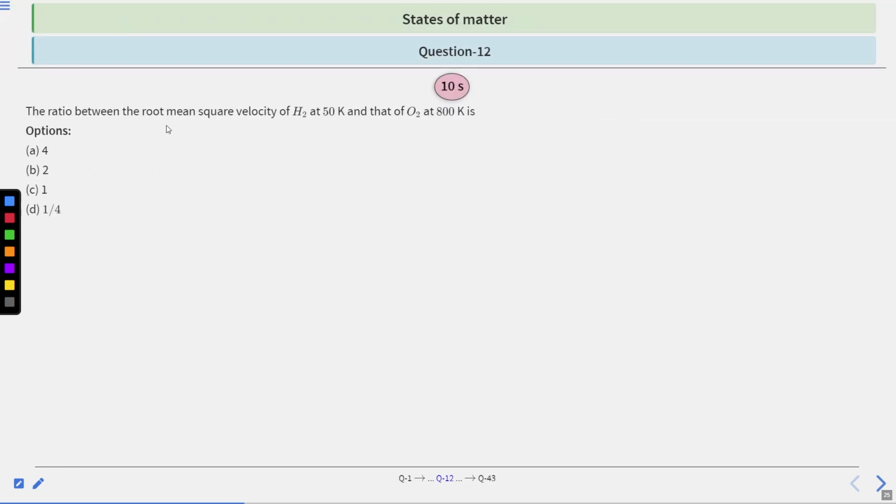The ratio between the root mean square velocity of hydrogen molecule at 50 Kelvin and that of oxygen molecule at 800 Kelvin is. Options are 4, 2, 1 or 1 by 4. You have 10 seconds to solve this question. After that, we will see the answer.